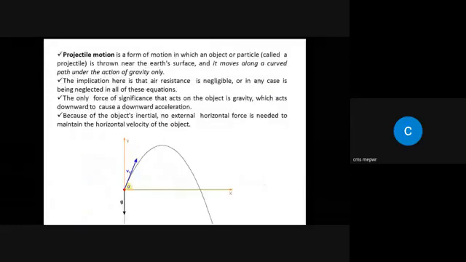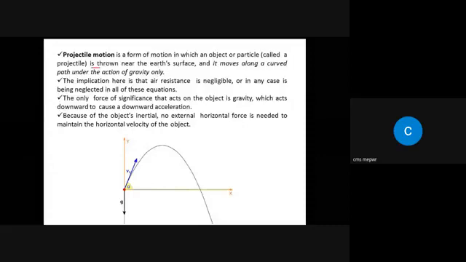Okay, so projectile motion is a form of motion in which an object or particle, which is basically called a projectile, is thrown near Earth's surface. Why near Earth's surface? Due to that g. If it is out of the gravitational field, and there is no force which attracts it towards the surface, it will follow the same path with which it is hit. So that's why the word is used over here.